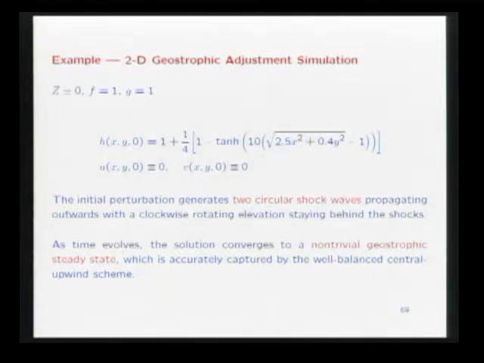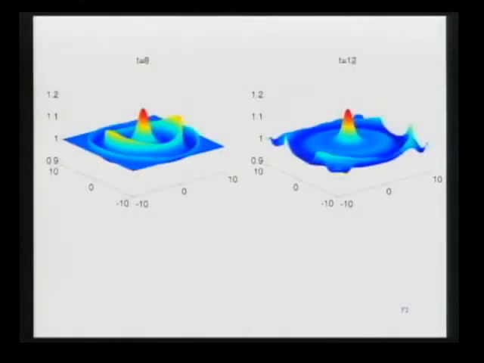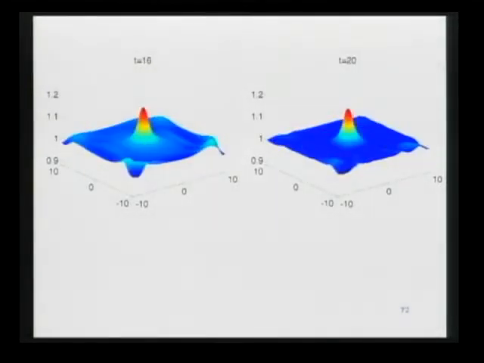And this is a really complicated problem, and numerically challenging. So this is the perturbation. And that's how it evolves in time. This is time 4, 8, 12, and a later time. And the convergence is pretty nice, and there are no parasitic waves that would appear if one uses a non-well-balanced scheme.